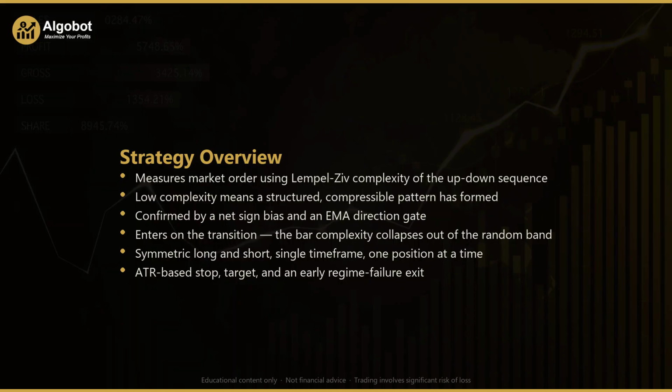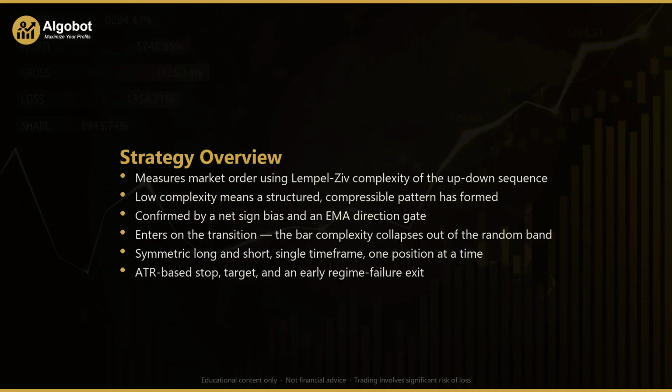The strategy then measures the complexity of that string using a classic information theory tool called Lempel-Ziv complexity. The idea is beautifully simple. If the up and down pattern looks like a series of coin flips, it is essentially incompressible, and the normalized complexity reads close to 1. That describes directionless chop, where every bar is a fresh guess. But when a genuine structure forms, for example, a persistent run of same-sign closes, the pattern becomes highly compressible, and the complexity reading drops well below 1.